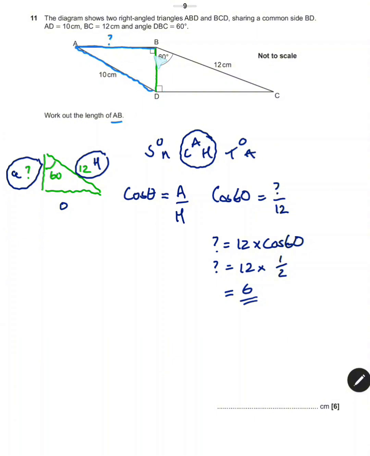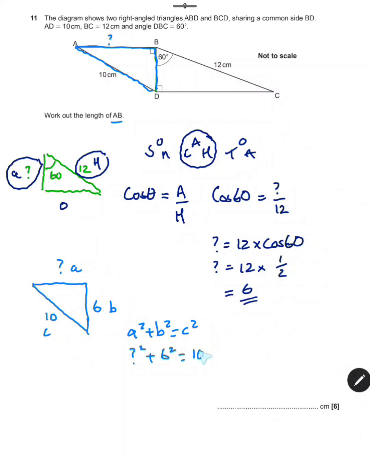So I'm now going to work on this right angle triangle. And we know that this is 10 from the question. We just worked out this, which is 6. And we're looking for that top side. Because we're just involving sides, this is a Pythagoras question. So let's label this A, B, and C. And then let's just follow Pythagoras' theorem. A squared plus B squared equals C squared. The thing we're looking for, question mark squared plus 6 squared equals 10 squared.